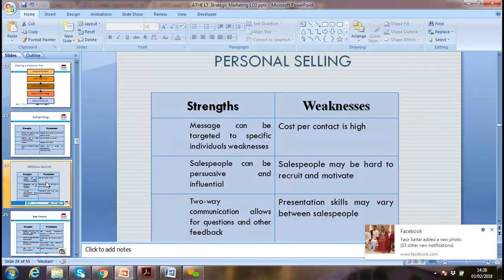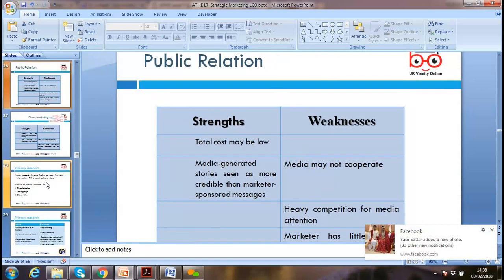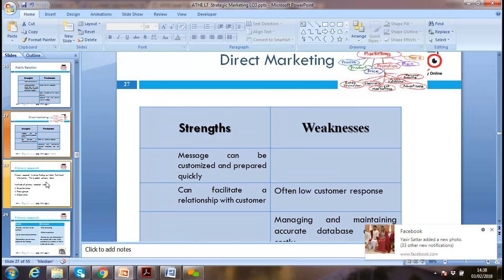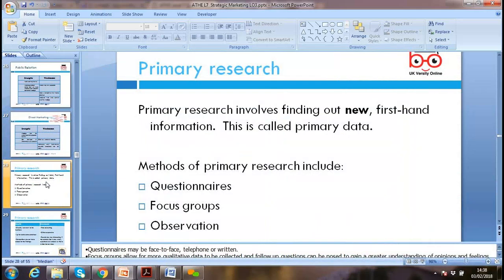These are the differences. Personal selling sometimes is good, but it's a costly process. Sale promotion is a short-term price reduction. Normally public relations help to develop a relationship. Direct marketing messages can be customized, prepared quickly and facilitated, but there are weaknesses. But next, we are looking now.